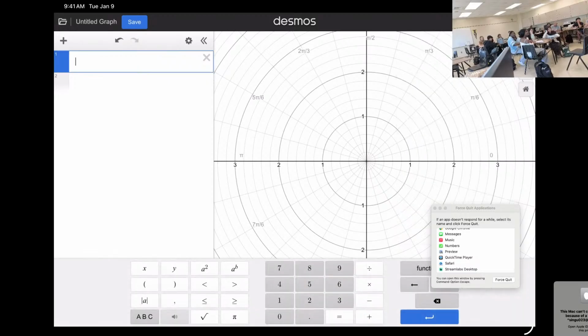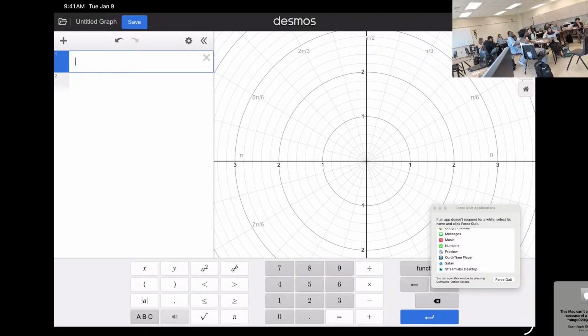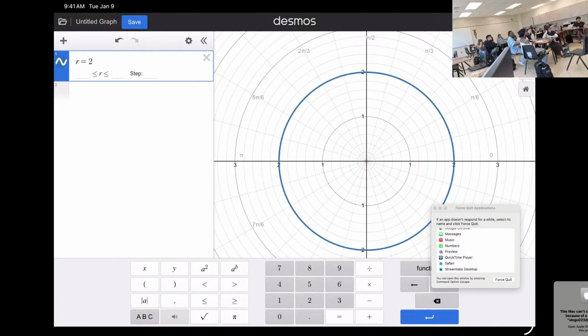And how do you type in a polar function? A polar function usually starts with r equal to something. You don't have y equal to something. So for example, r equal to 1 is going to be a circle. Or r equal to 2 is what? A bigger circle. Yes. All right.